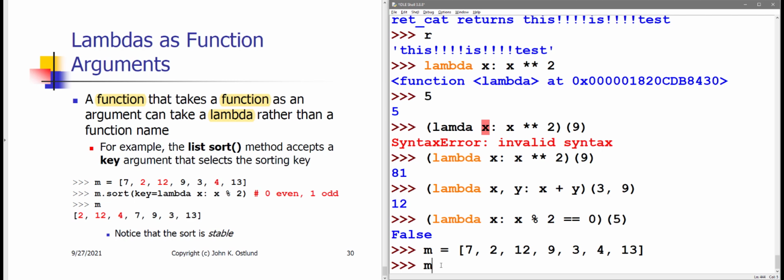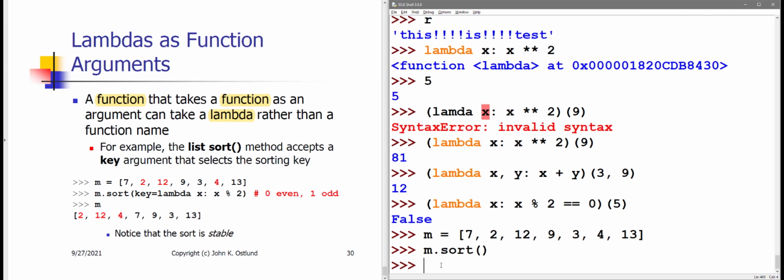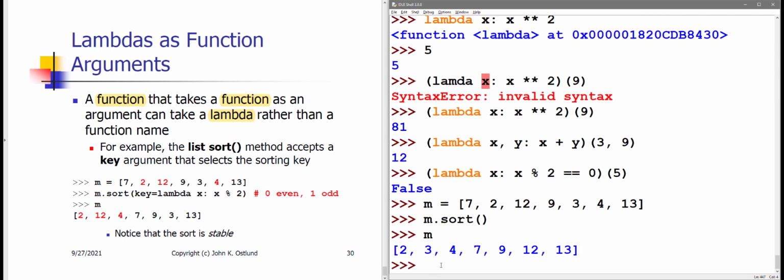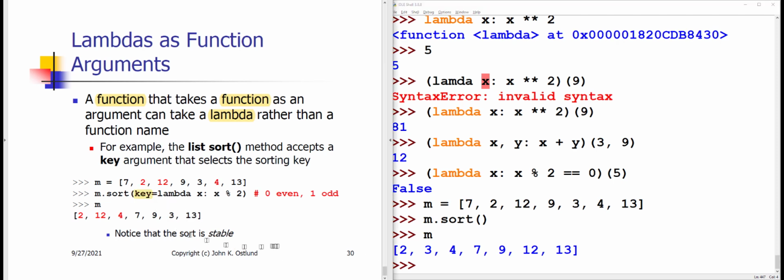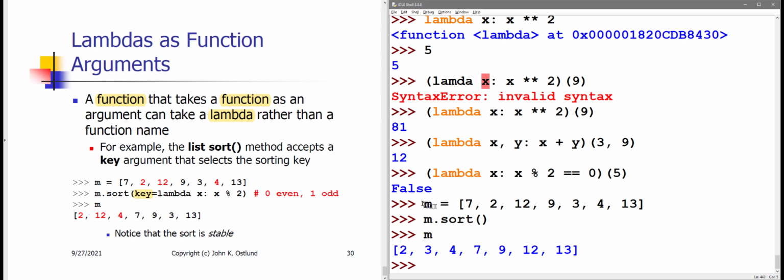We know that we can sort a list. Sort is one of the methods that the list data type provides. And by default, I get non-descending order. But it turns out that you can specify a function that will pick out a key by which the values should be sorted. Let me illustrate this by recreating the same list again.